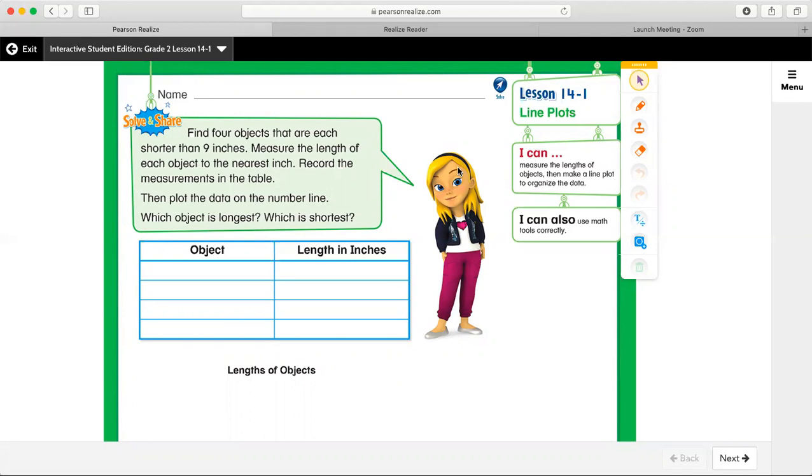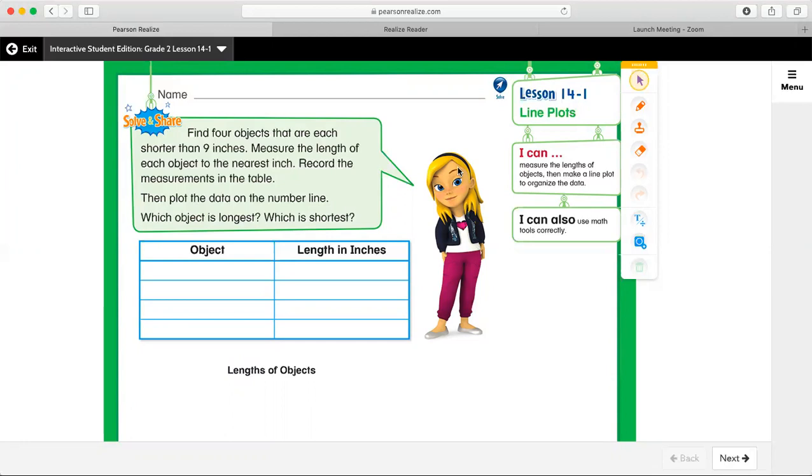So a line plot is basically a number line that we put our data that we collect. So we pick different objects, we measure their lengths, and then we put a little dot up above that number on the number line. So if a marker is 11 inches, on our number line for our line plot, we would put a little dot above the number 11. And I'll show you what that means in a minute.